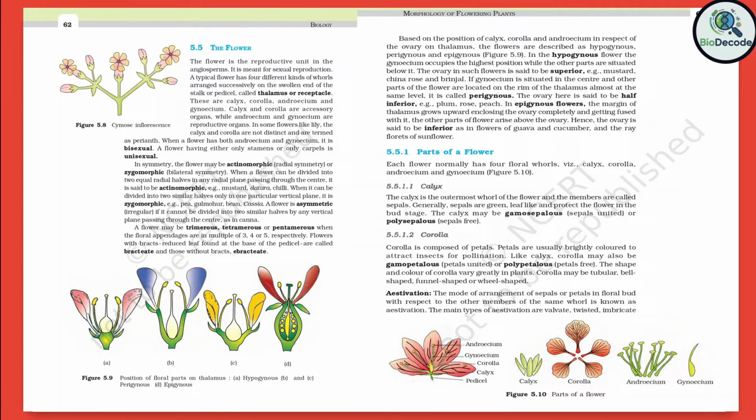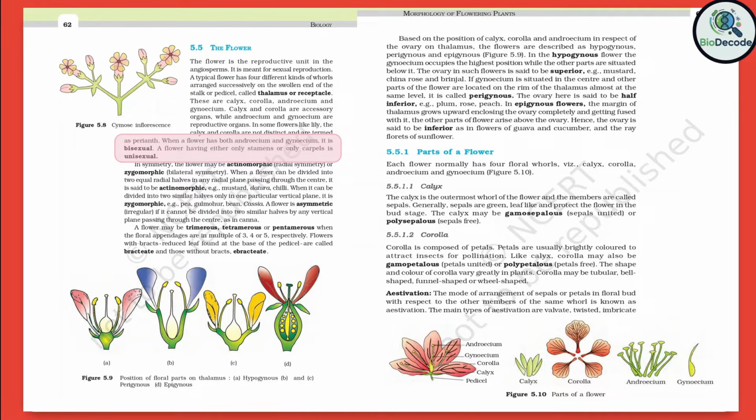The flower. The flower is the reproductive unit in the angiosperms. It is meant for sexual reproduction. A typical flower has four different kinds of whorls arranged successively on the swollen end of the stalk or pedicel, called thalamus or receptacle. These are calyx, corolla, androecium, and gynoecium. Calyx and corolla are accessory organs, while androecium and gynoecium are reproductive organs. In some flowers like lily, the calyx and corolla are not distinct and are termed as perianth.